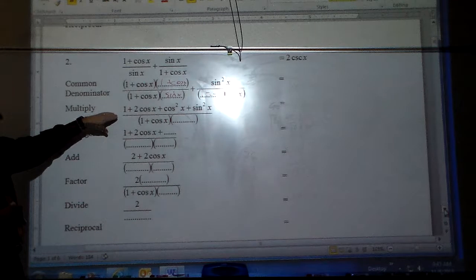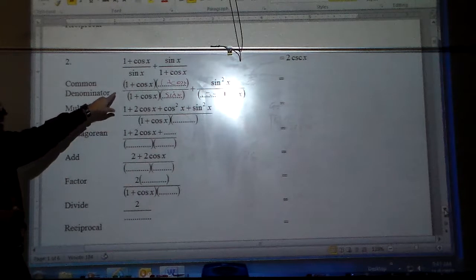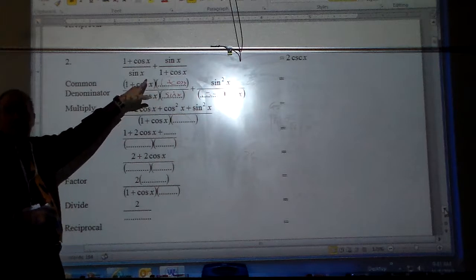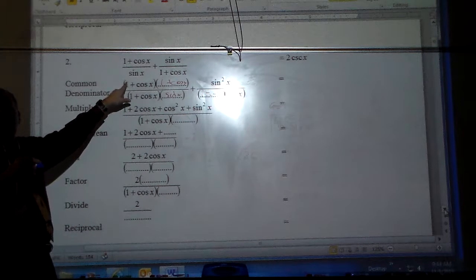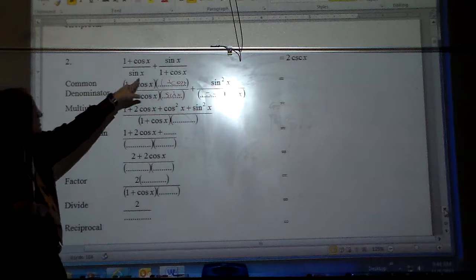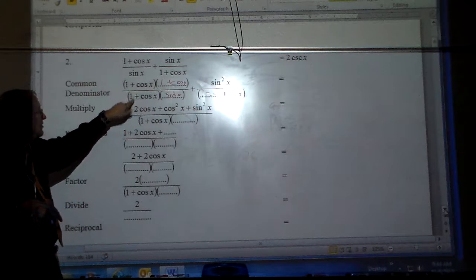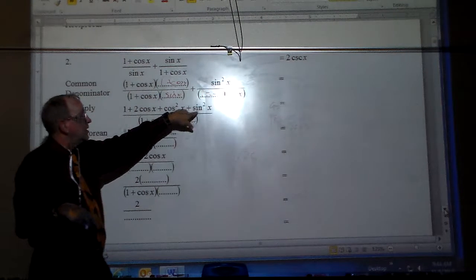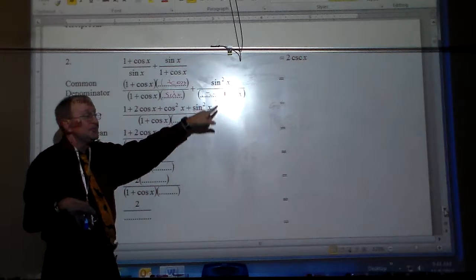Now, I foiled this, and I did this step for you. Okay, remember everything it says on the FOIL. 1 times 1 is 1. 1 times cosine is cosine x, times that one makes 2 cosine x. And cosine times cosine makes cosine squared. And I already have a sine squared right there.